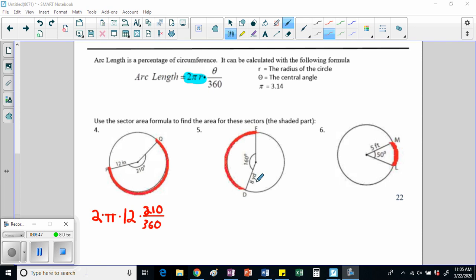And for problems 5 and 6, plug 8 in for the radius in number 5 and 160 for the angle. And number 6, plug 5 in for the radius and 50 in for the angle. And that's it. And it's mostly a calculator problem. The hardest part about these problems is not being freaked out by how ugly looking this formula is. Hopefully the formula makes a little bit of sense to you, and it can make it a lot easier to perform these calculations. All right, and that's the end of assignment number 3, finishing pages 21 and 22.